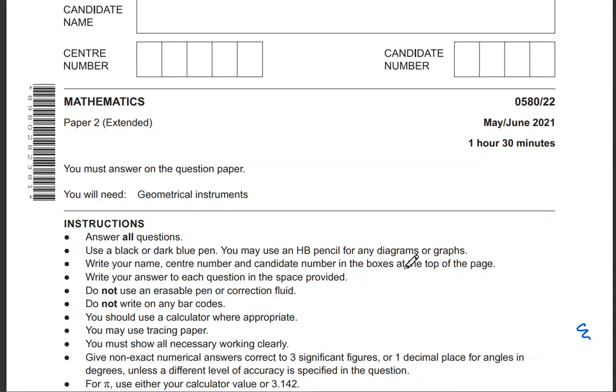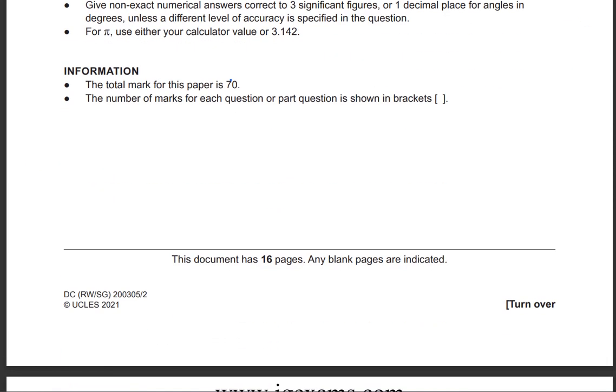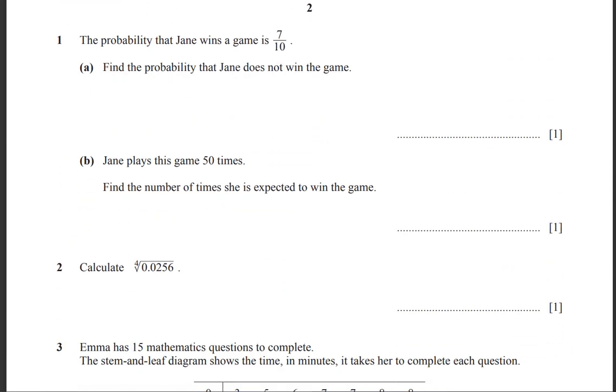Hello everyone. Today we are going to work May-June 2021, paper 2, variant 2. Let's start it together. Question number 1.